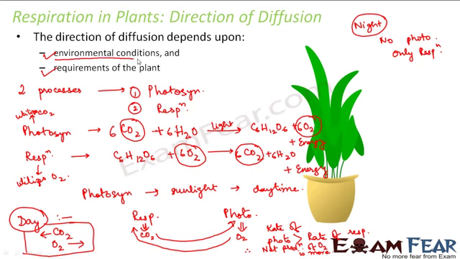Now you understand what it means by environmental condition, because whether it is daytime or night time depends on that, whether sunlight is present or not, because photosynthesis depends on the environmental conditions. And the second is requirements of the plant. That means what does the plant need? If the plant wants to perform photosynthesis, it needs more and more carbon dioxide. If the plant wants to respire, then it needs more and more oxygen. So the environmental conditions and requirements of the plant, these two factors govern the direction of diffusion, which gas will diffuse in which direction. Clear?